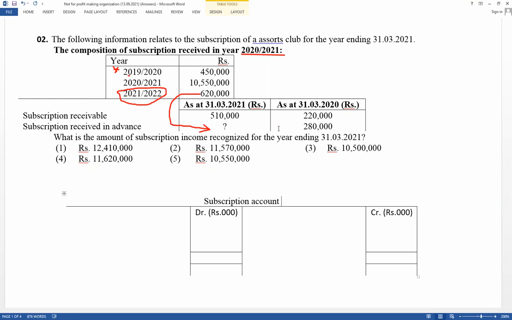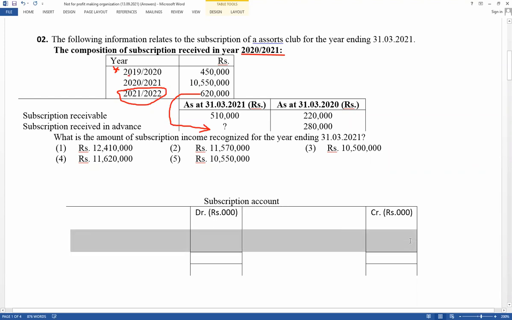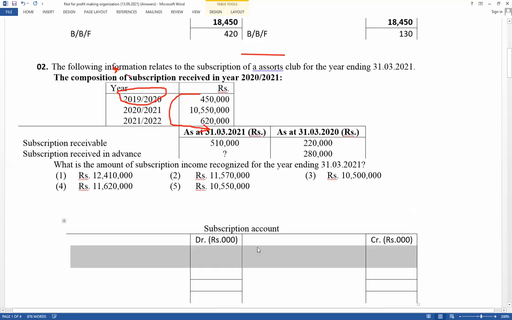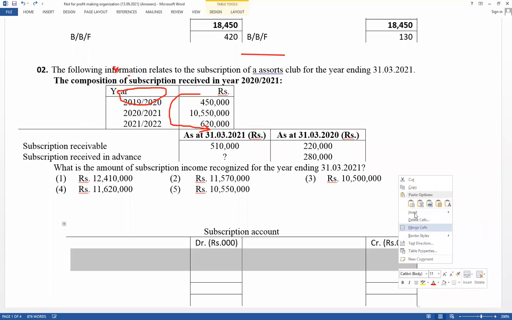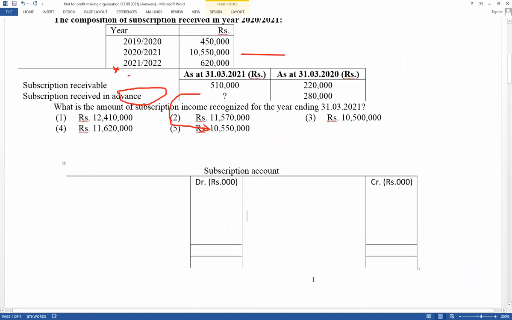Right. 31st March 20, meaning previous year closing balance became this year opening balance. 31st March 21 closing balance. First one, record given information, balances, opening and closing balance. Take the balances, opening and closing. Subscription in arrears, those are the assets, as well as subscription received in advance, those are the liabilities.